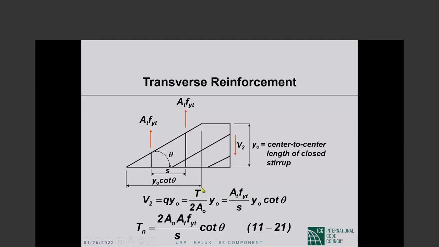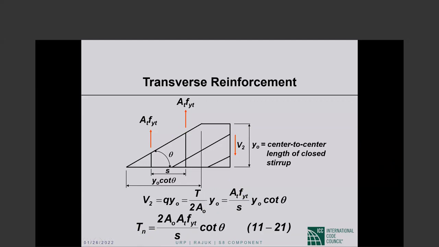That will make T equal to the right-hand side. If you transpose everything to the right-hand side, you will get that expression. And since the transverse reinforcement is yielding, this is the highest torsion that can be carried. So this is T sub n. All we are doing is writing the equation of vertical equilibrium. This shear is equal to the total tension in the ties that are crossed by the inclined crack.